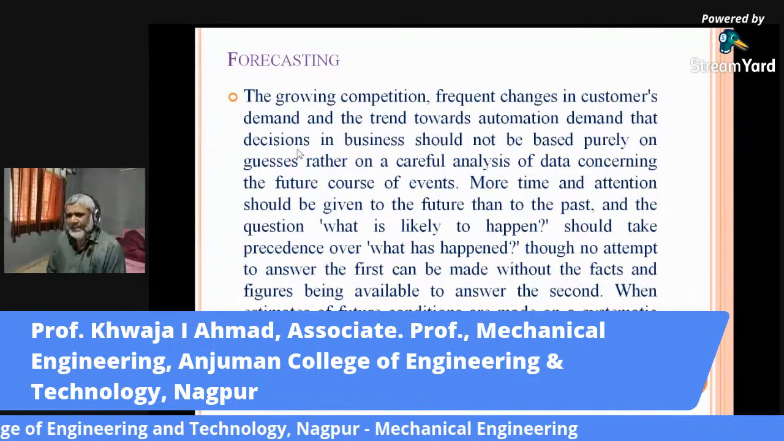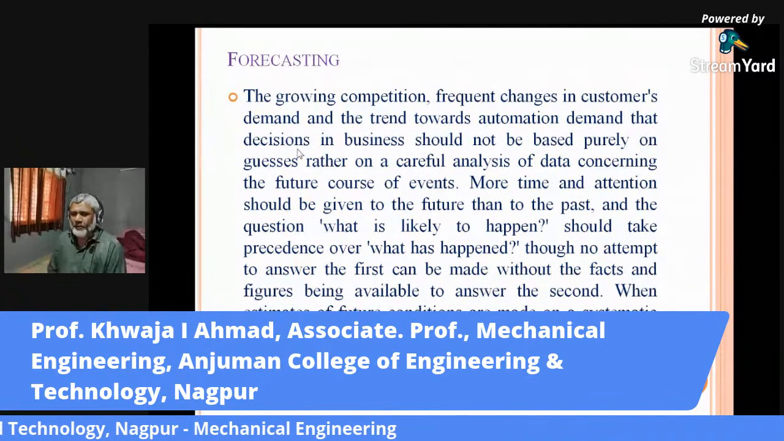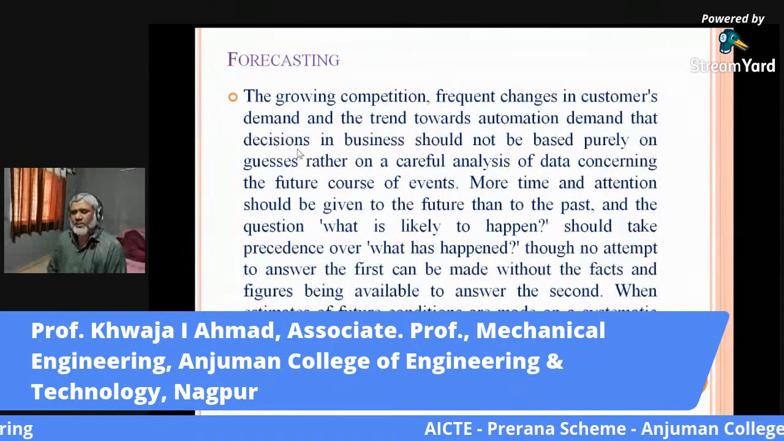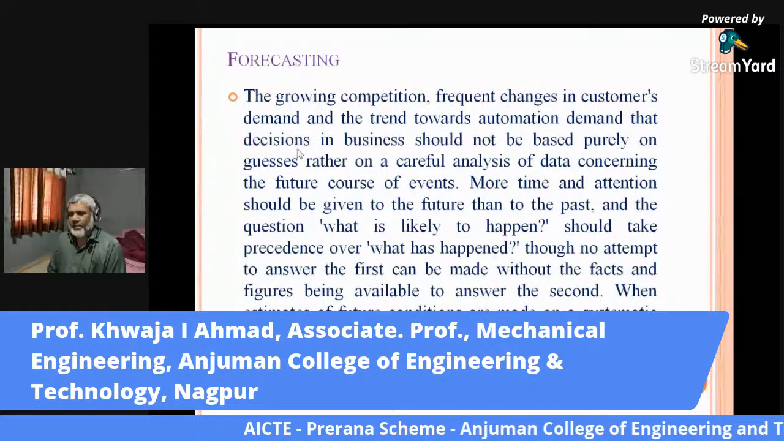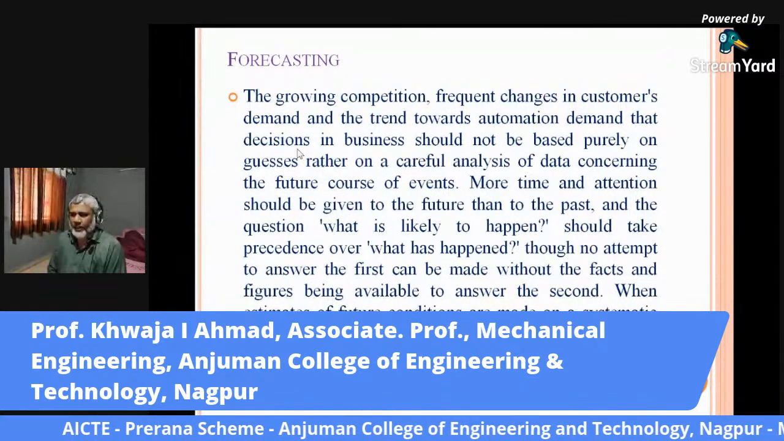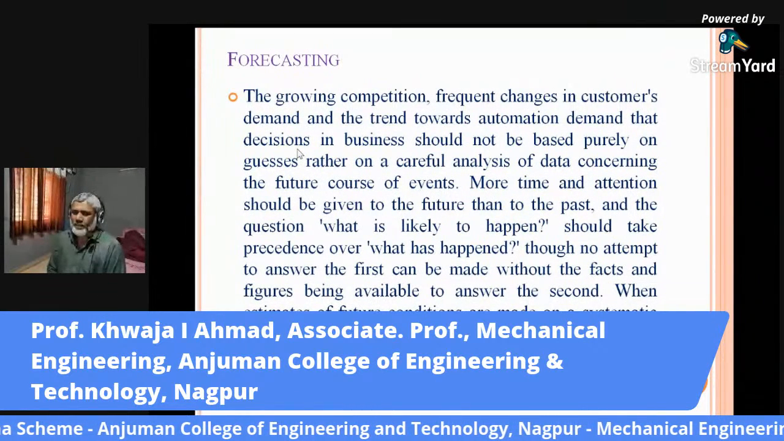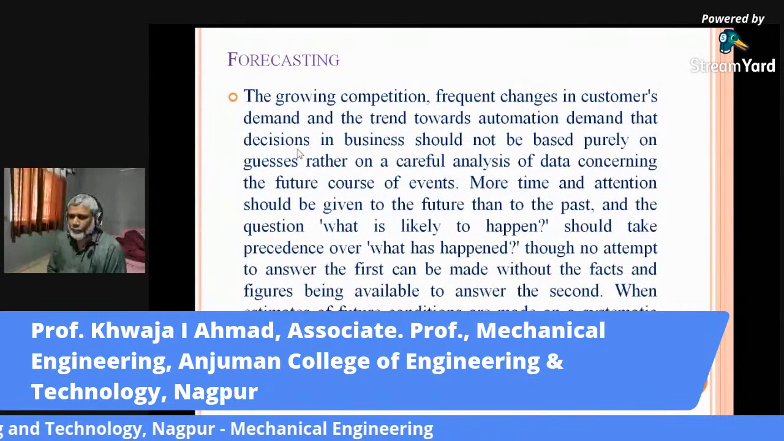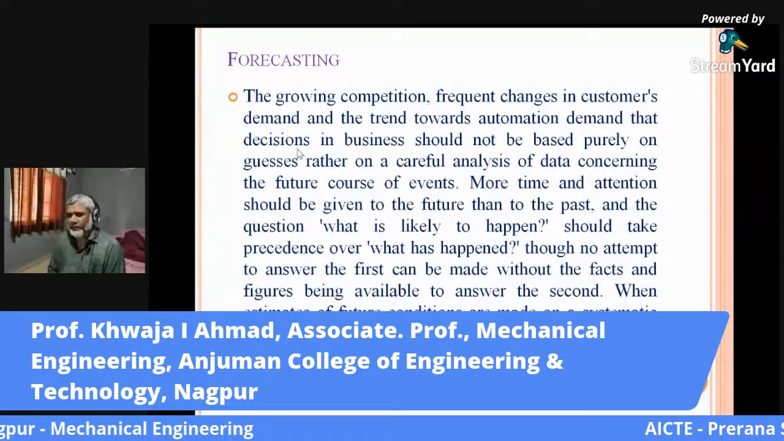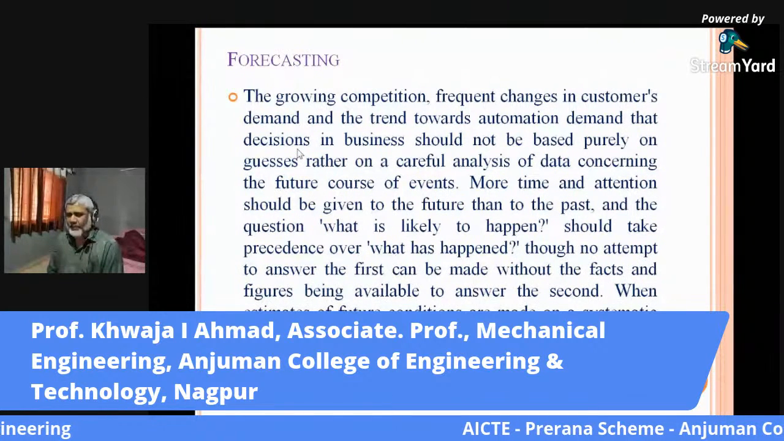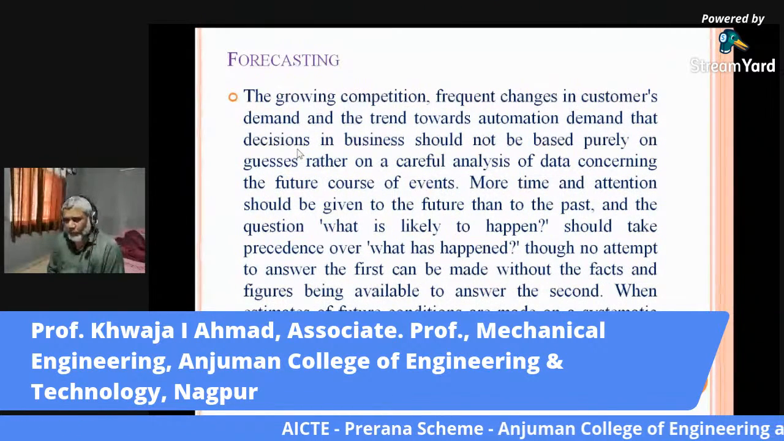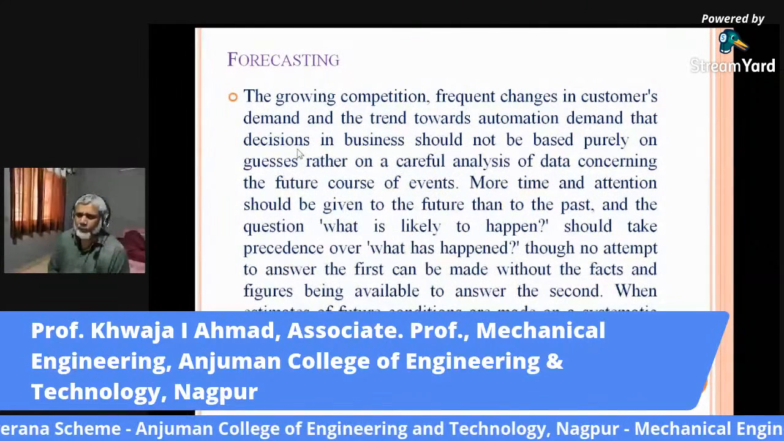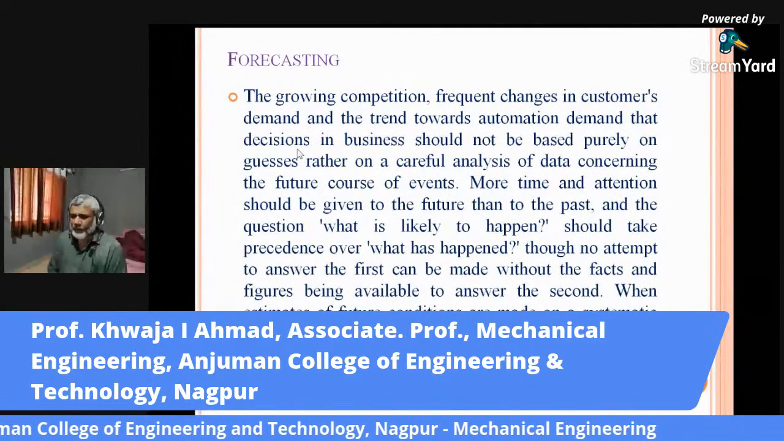And that can be achieved only when the organization and the enterprise are directly associated with the customer's demand and are living in the happening world, and that can be achieved with the help of forecasting. So the future, what is likely to happen, is more important than what has happened. And what is likely to happen will be available to you only through forecasting.